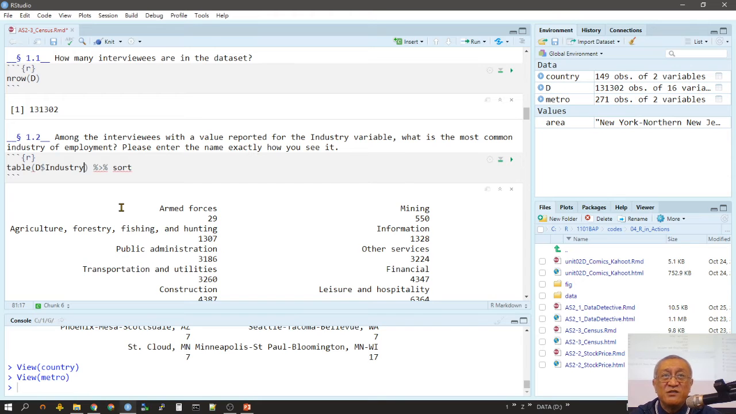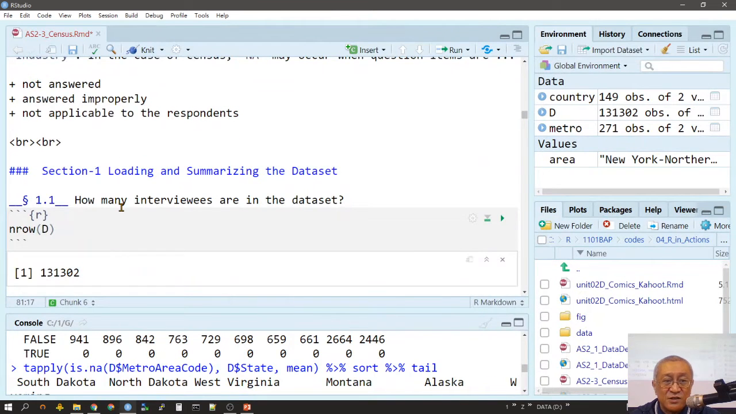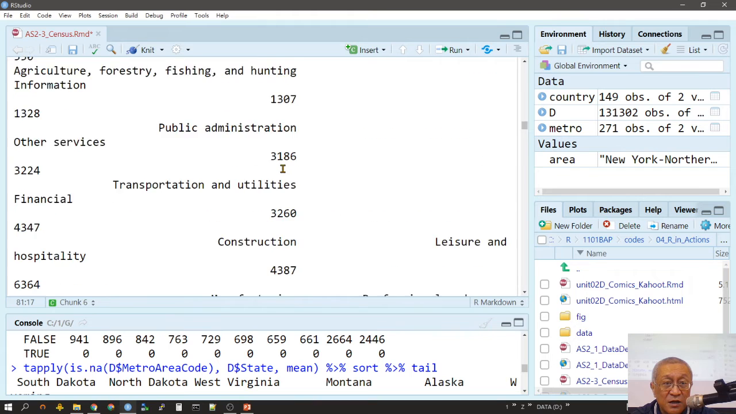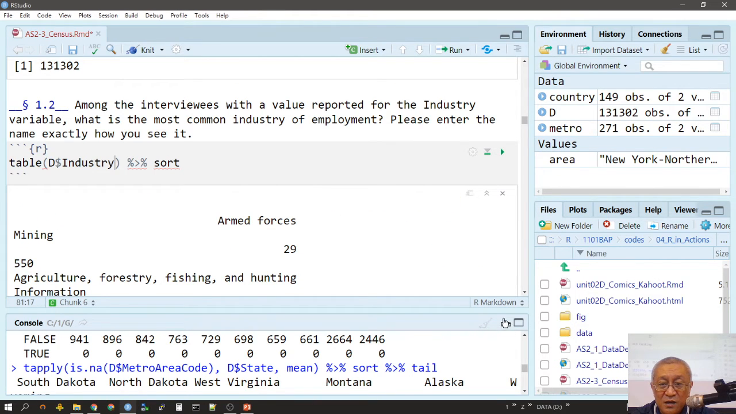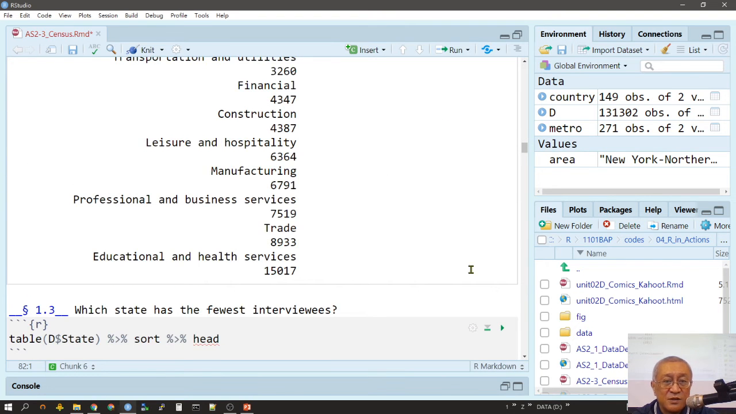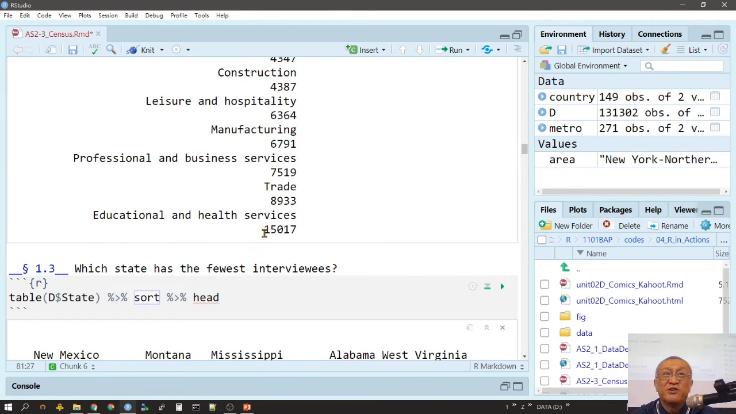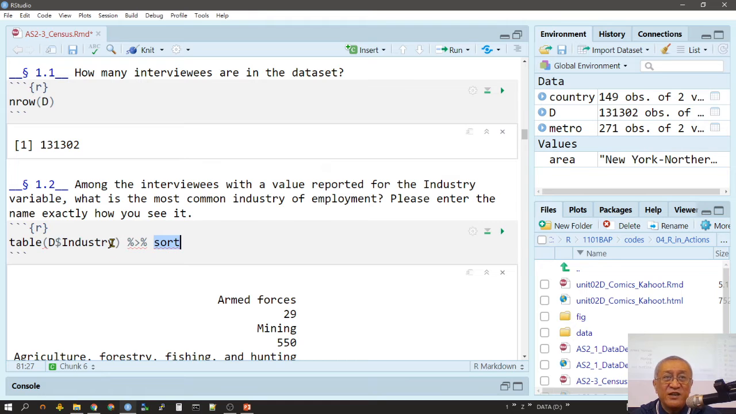Actually, this question can be answered simply in this one line of code. Because if they are NA, the table will not count NA by default when you use table on industry, right? So to answer this question, you simply do a table and do a sort. The most common industry is education and health, right? If you do want to see NA, you have to do this.